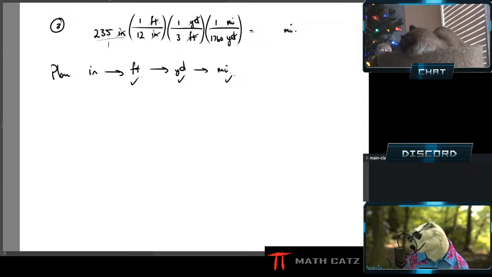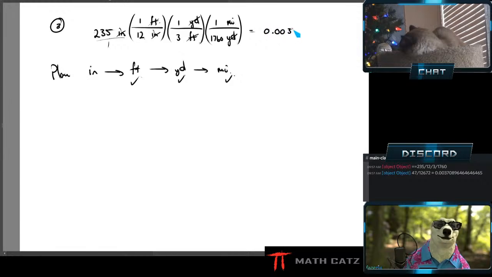Let's double check. 235 times 1 times 1 times 1, so that's nothing. Divided by 12, divided by 3, divided by 1760. Oh, that's going to be tiny, isn't it? Of course, I didn't have a long distance, a long length, so in miles it's going to be quite tiny. 0.0037, rounding to two significant decimals. And there we go.